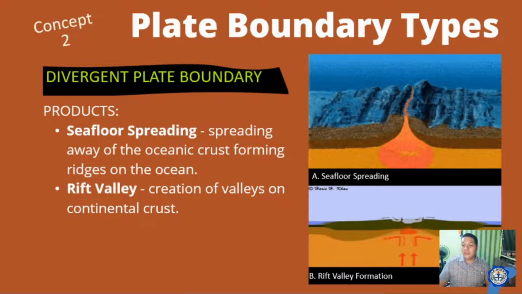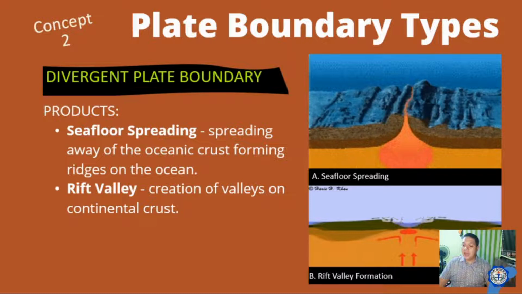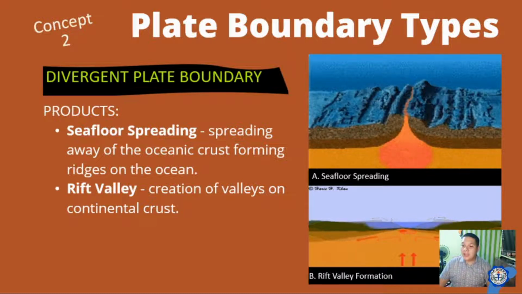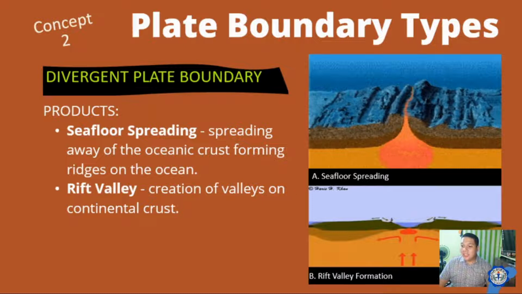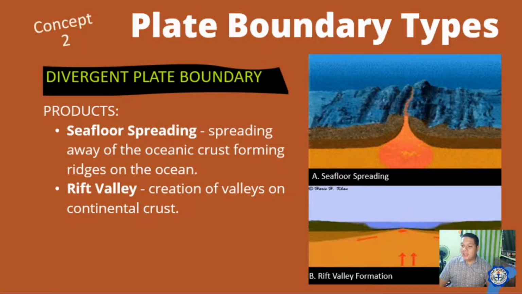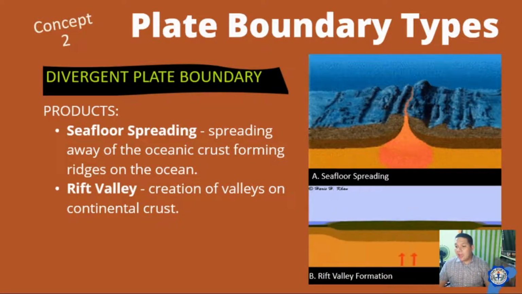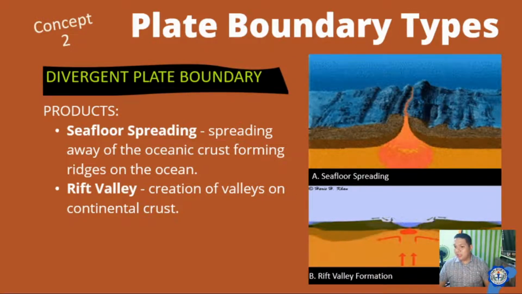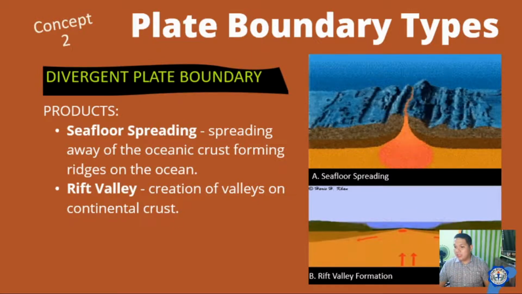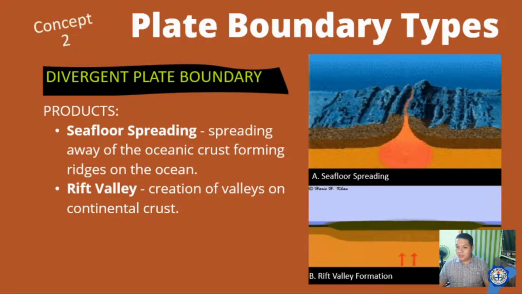Second one is the formation of rift valley. When we say rift valley, this is the creation of valleys on the continental crust. So the illustration at the right helps us to know the movement of the plates in seafloor spreading as well as in rift valley formation.